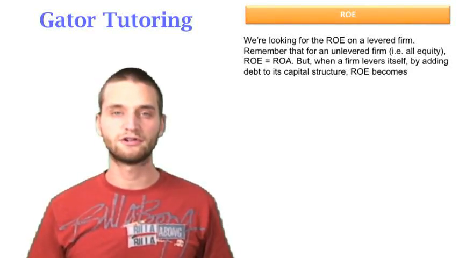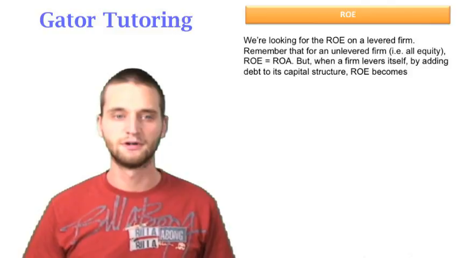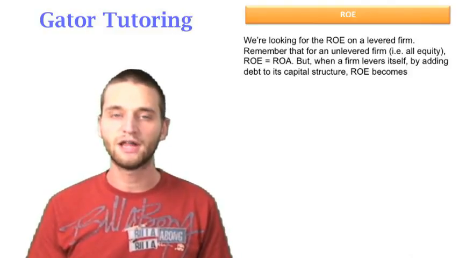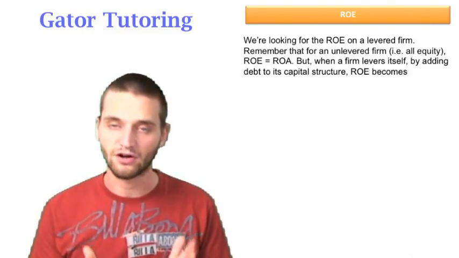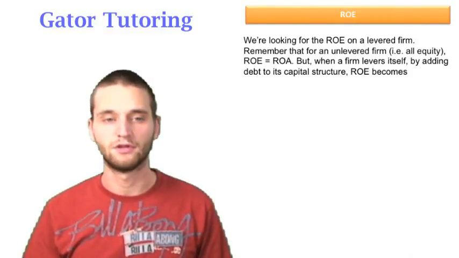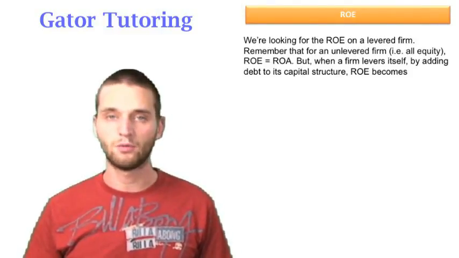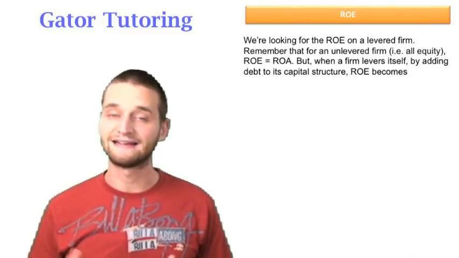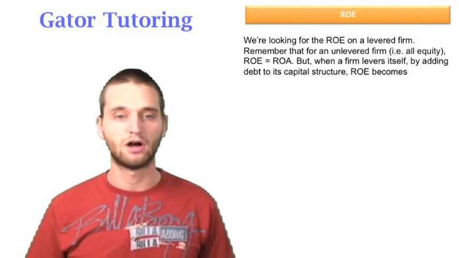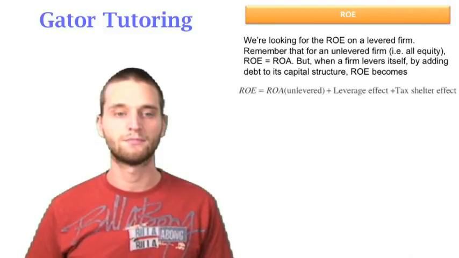So we're looking for the return on equity on a levered firm. Remember that for an unlevered firm, i.e. one that's all equity and a completely equity firm, no debt, the return on equity equals the return on assets. But when a firm levers itself by adding debt to its capital structure, return on equity becomes this equation.